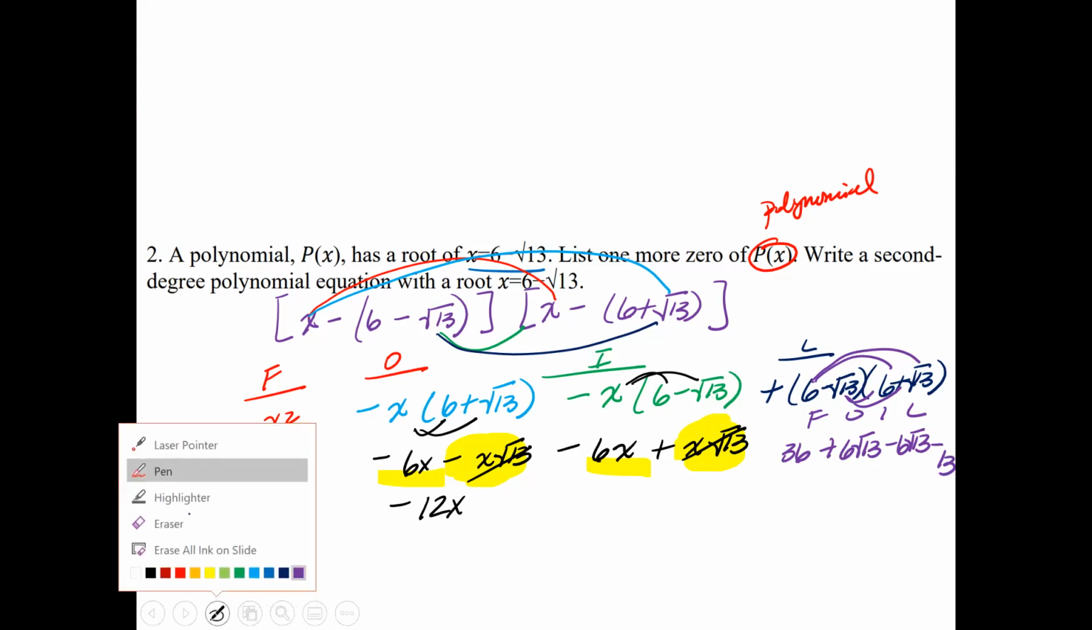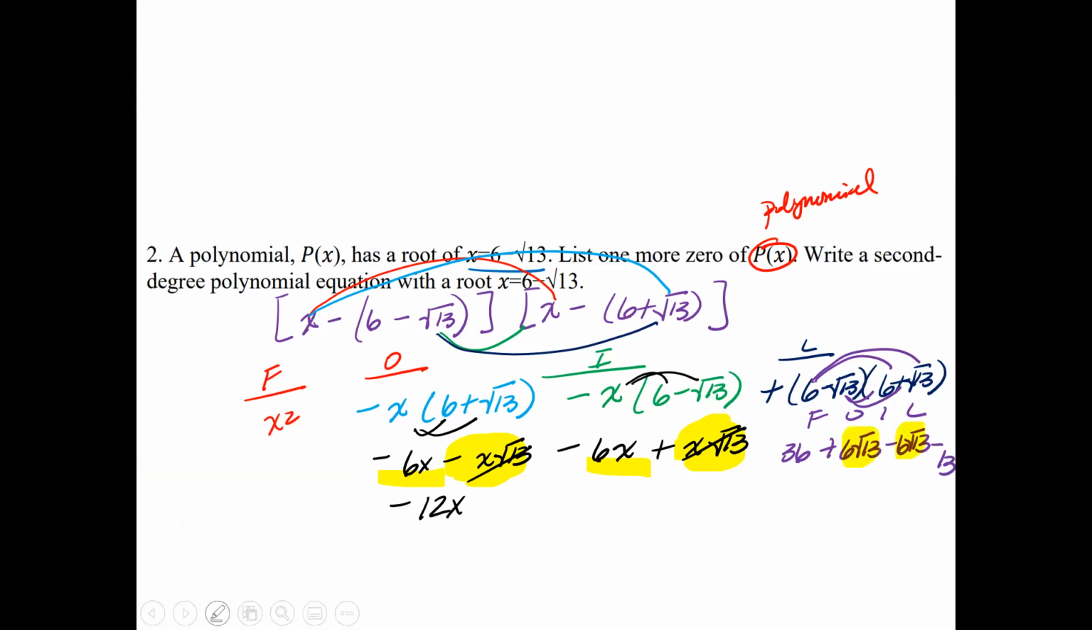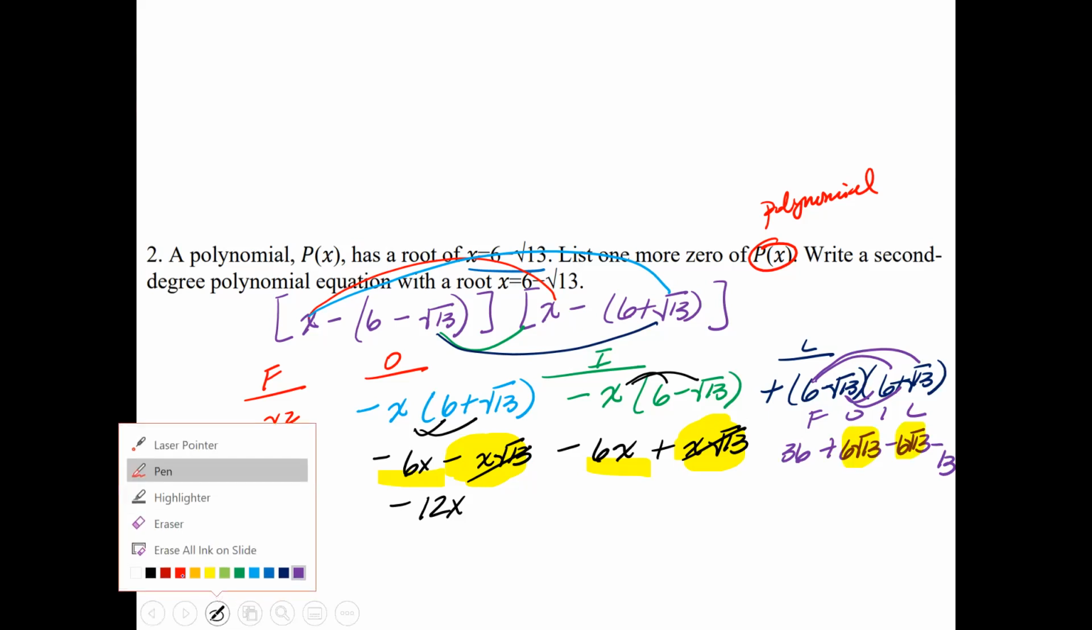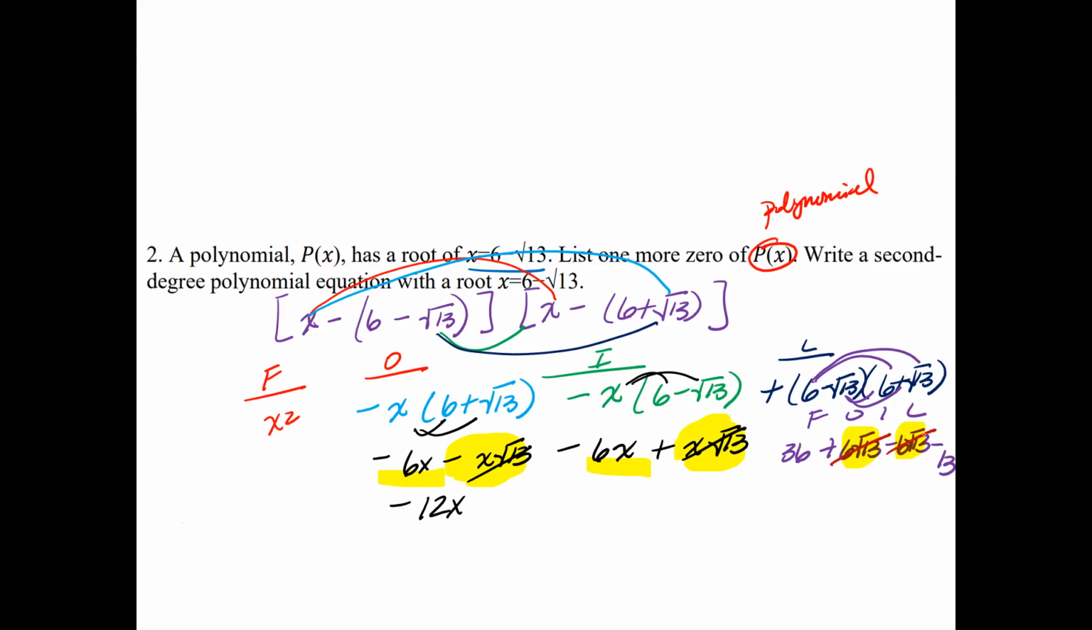And then lucky for you, you can also cancel these outer and inner. So we're going to go ahead and just cancel that. And so you have 36 minus 13, which is going to give you a 23. Bring down your x squared. And that is your answer. X squared minus 12x plus 23.